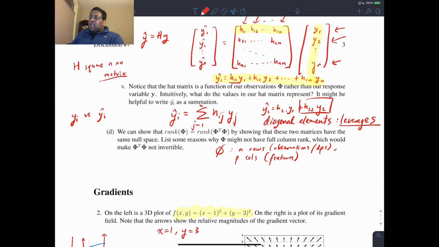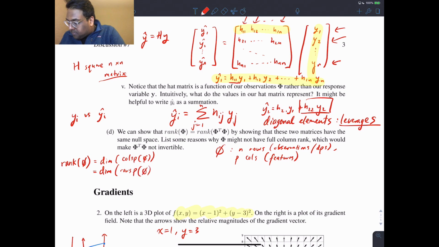Okay, and in a linear algebra class, you might have learned that the rank of a matrix is the same as the dimension or the number of vectors in its column space, which is also the same as the number of vectors of its row space. Okay, and so the case we want to look at is when there are fewer rows than columns, i.e. the matrix is fat.